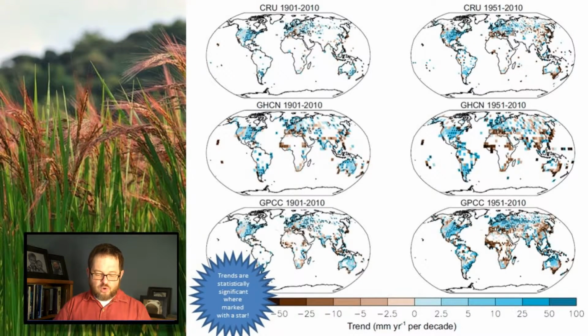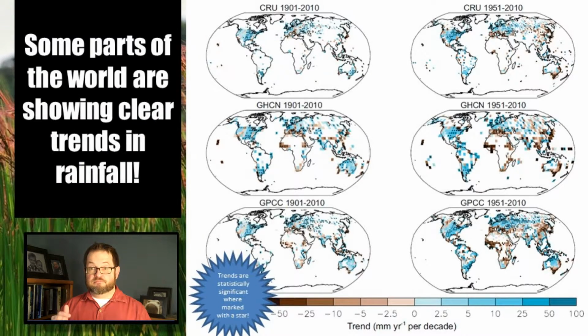Places where there is blue, there are positive trends. The amount of precipitation is increasing, and places where there are brown colors, that's where the precipitation was decreasing over that time period. And as we zoom in on some of these diagrams, you're going to see that there are locations that are marked with a little star or a plus sign. Those are the ones where it was statistically significant. You could, in a rigorous scientific way, prove using that data that there was a trend.